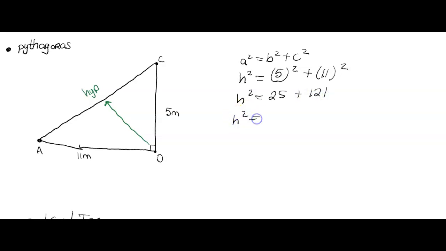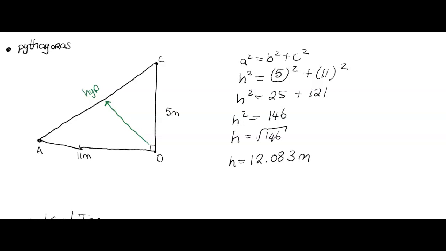h squared then is equal to 146. So h then is equal to the square root of 146. Now depending on what the question asks, it might ask you to leave it in root form. It might ask you for 2 decimal places, it might ask you for 3 decimal places, okay? So if we stick that into the calculator, hit our S-D button, I get h is equal to 12.083 meters, okay? I left that to 3 decimal places, but that would depend on the question.